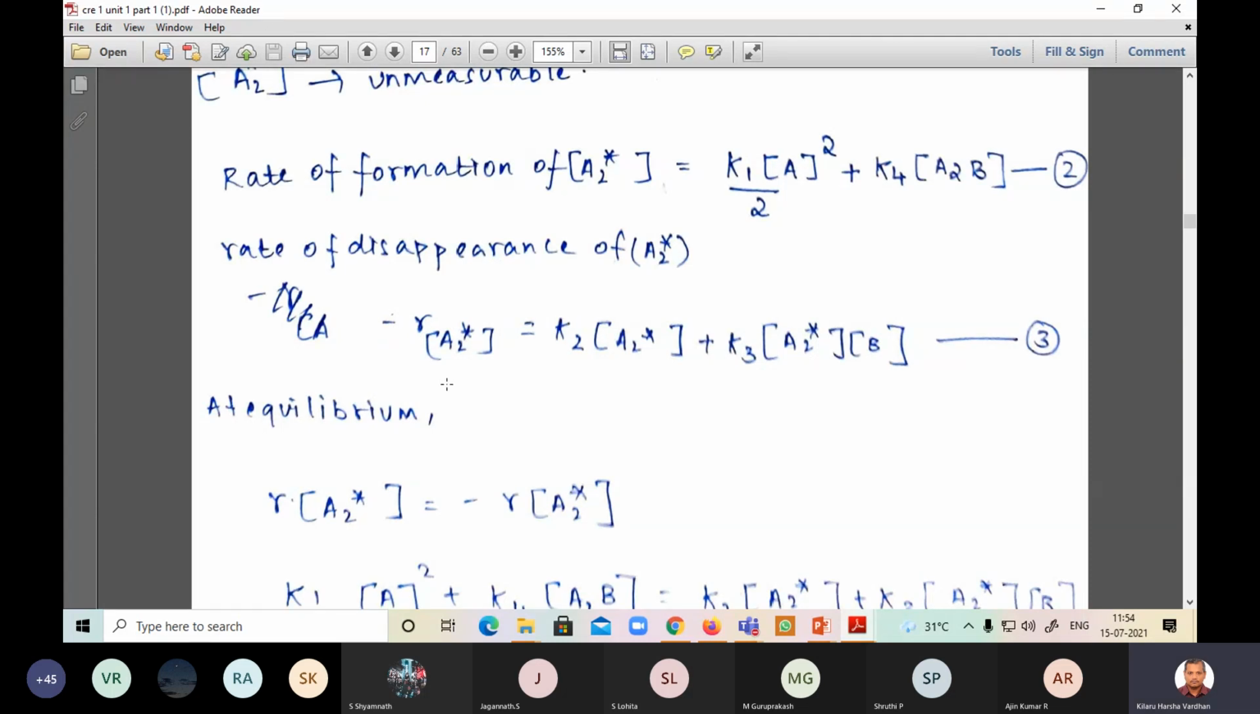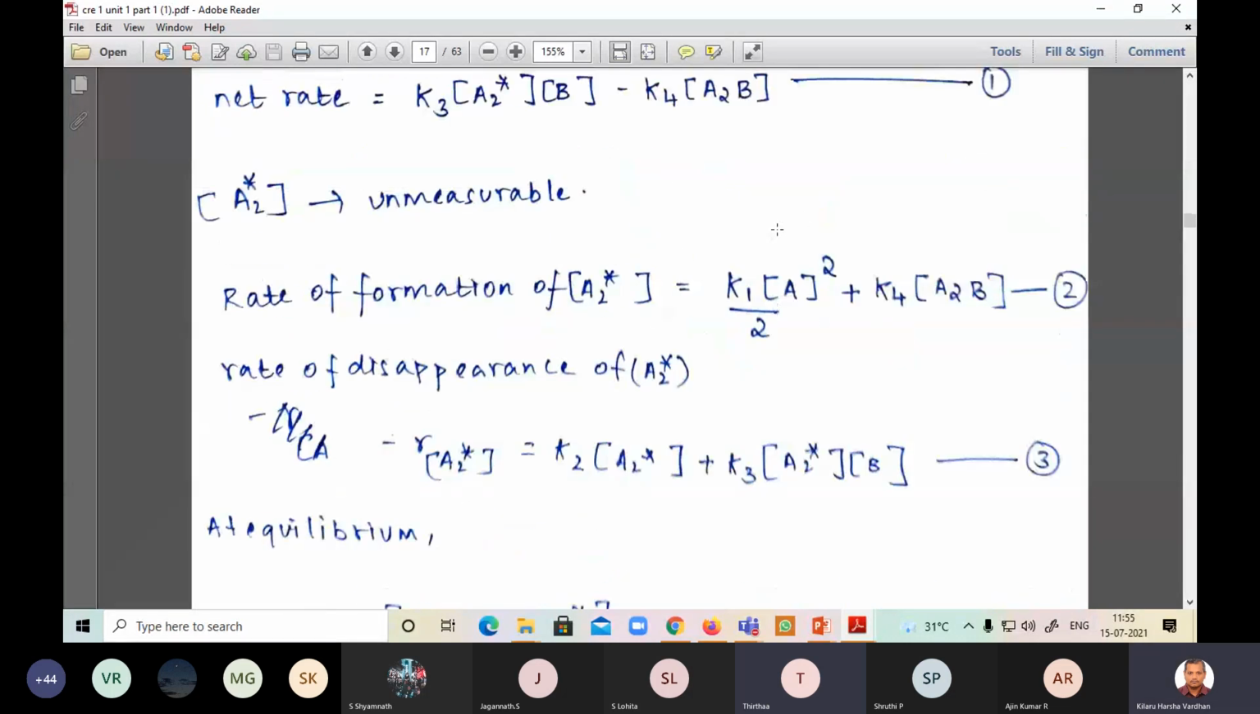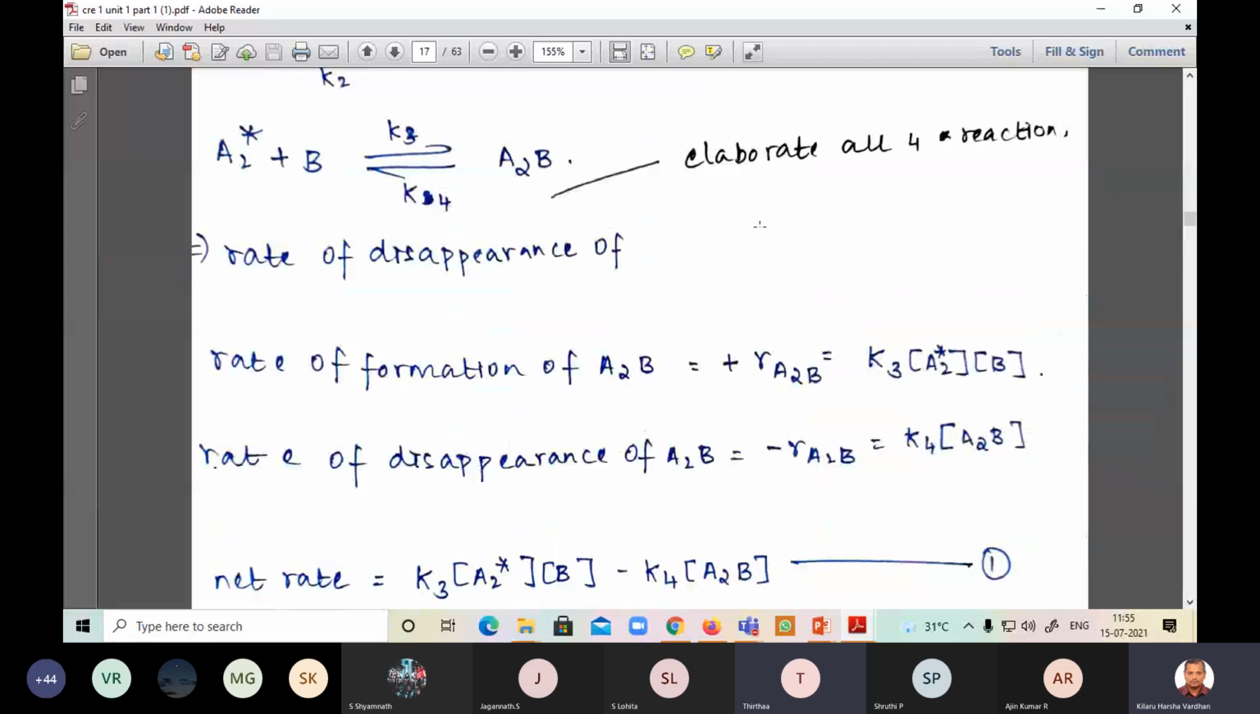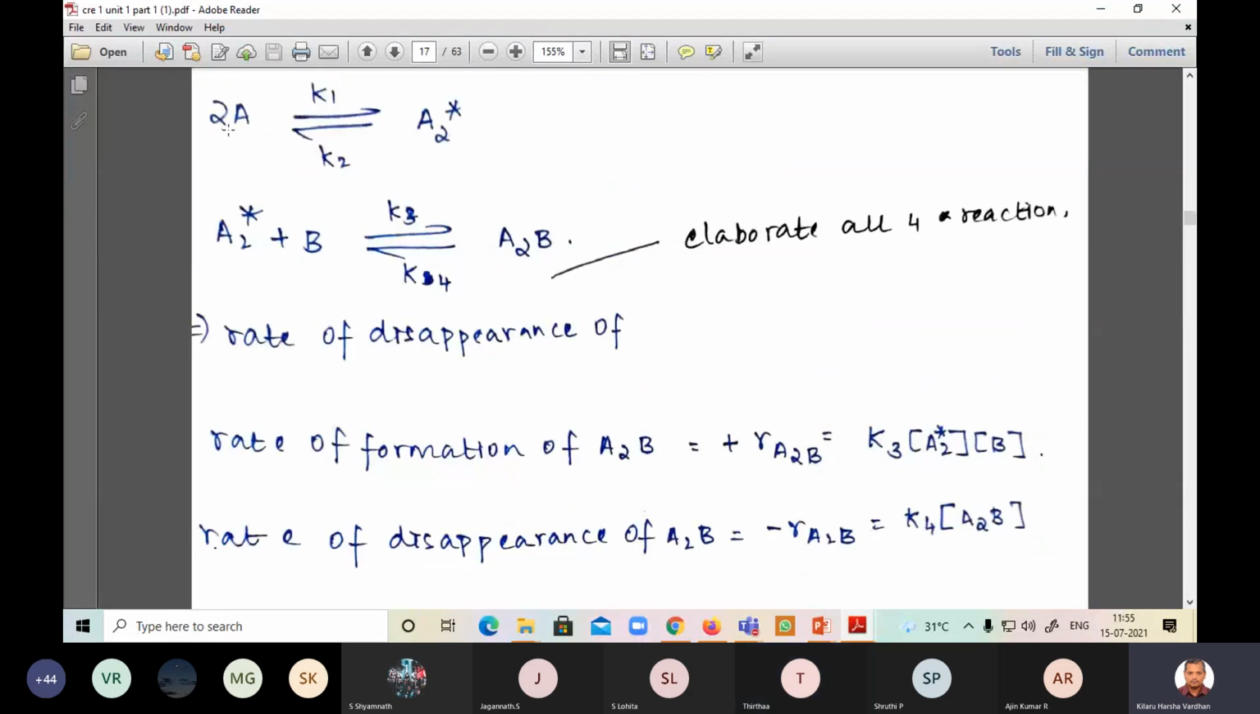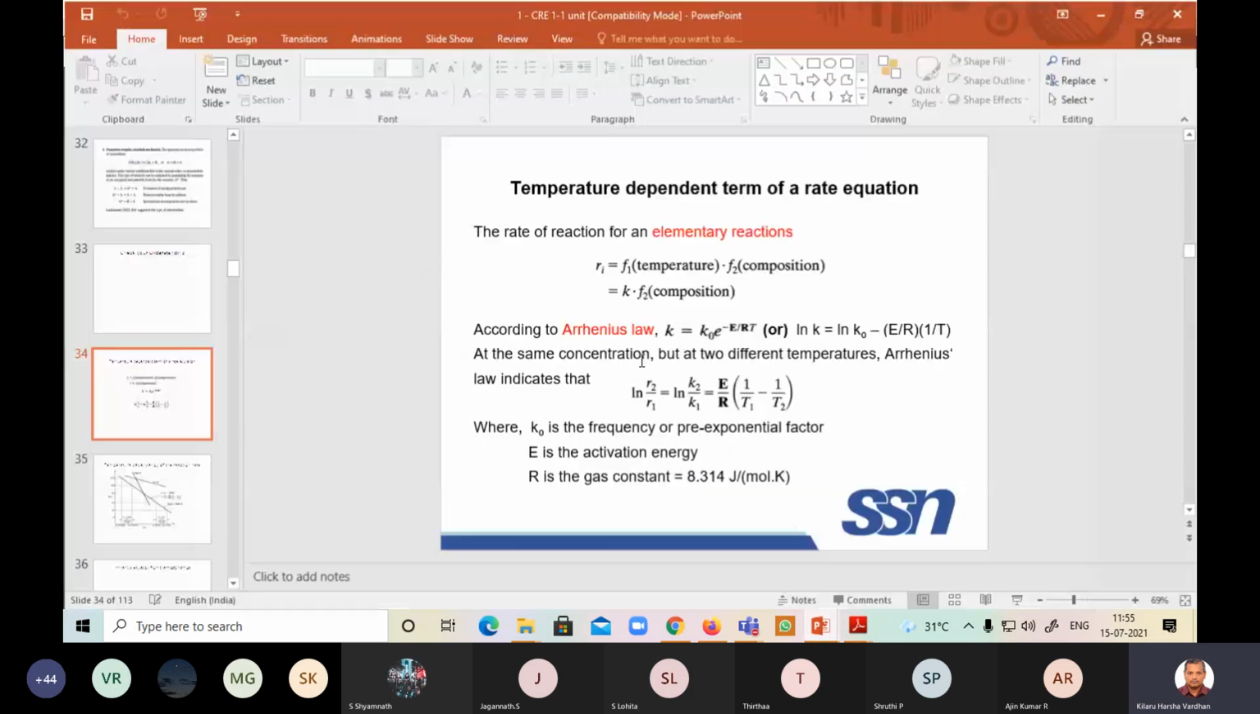Sir, could you explain the K1 A square by 2 step? How did we get it from 2A to A2? That's what I'm trying. Now, if you write the rate, it is K1 into C_A square, this you know, right? Divided by half, you are putting because you are trying to compare how much is the disappearance to how much is the appearance of this particular thing. So this particular thing is divided by its stoichiometric coefficient. That is what I showed you here.